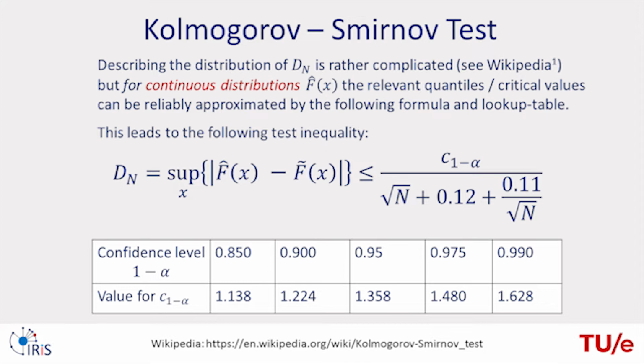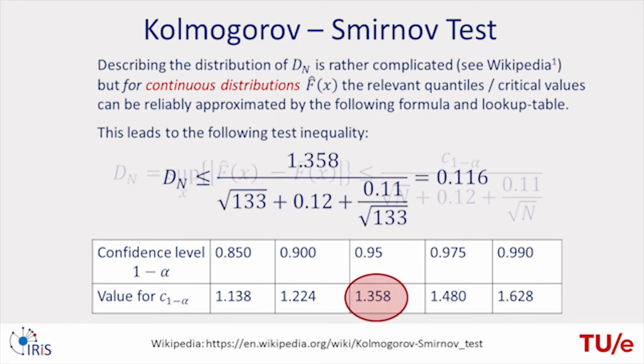So we can compute the tail of the distribution of D_n by this lookup table. And the way that lookup table works is that you have this value c determined by the confidence level. So for a confidence level of 95%, the value of c is 1.358. And the n value is the number of experiments that you've performed, which in our case was 133.